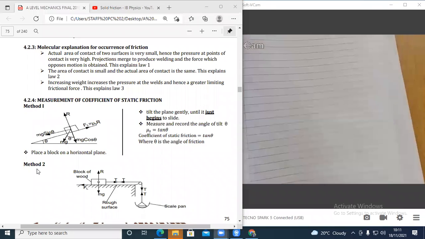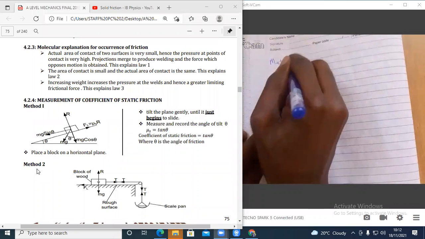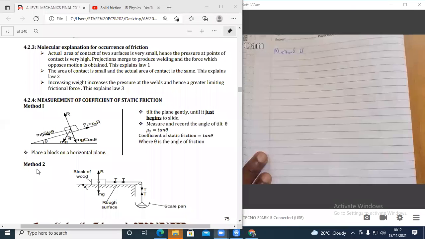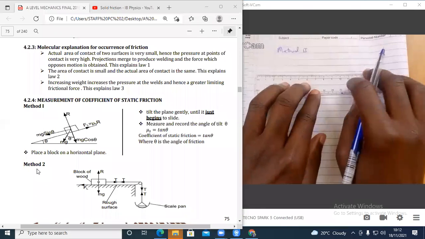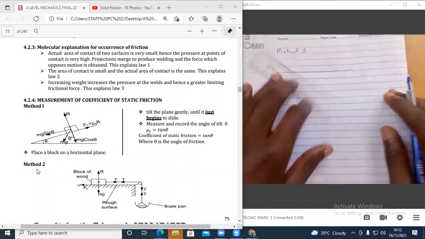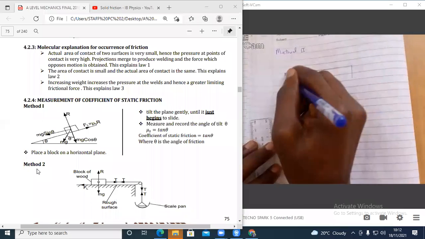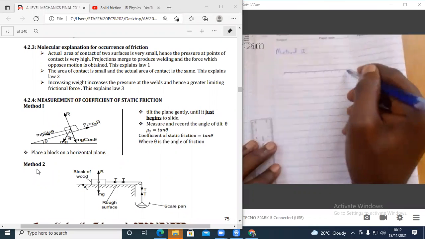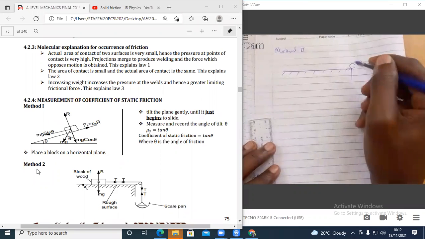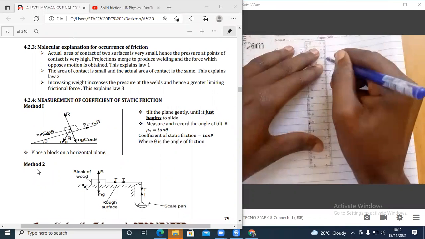Method number 2. This one, I think you did it in O level. So here, you get a horizontal table. We are assuming that it is a rough surface because we need friction. Then you get a pulley to help you do this. Then we have a block there.